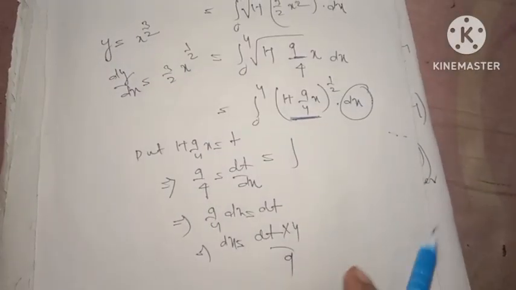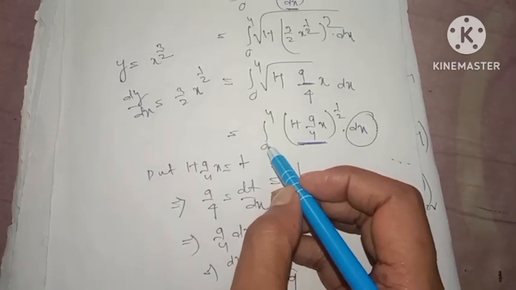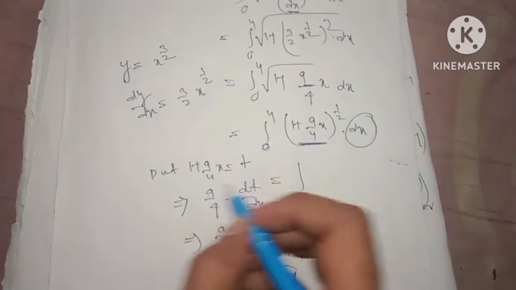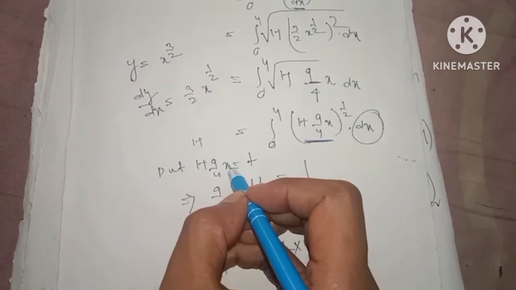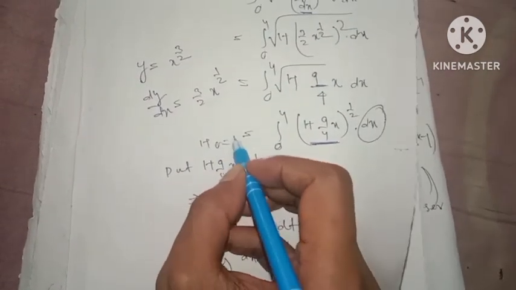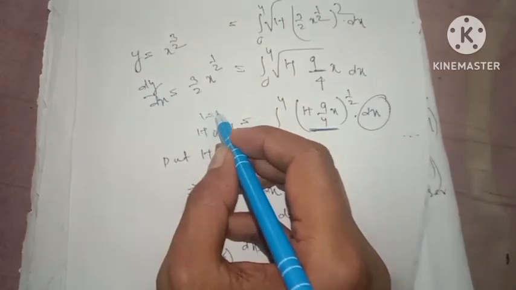This is the limit of x. If you put x equal to 0, now what is the value of t? So 1 plus, if you put x equal to 0, 0 into 9 by 4 equal to 0. So the limit of t becomes 1 plus 0 equal to 1. So t equal to 1.